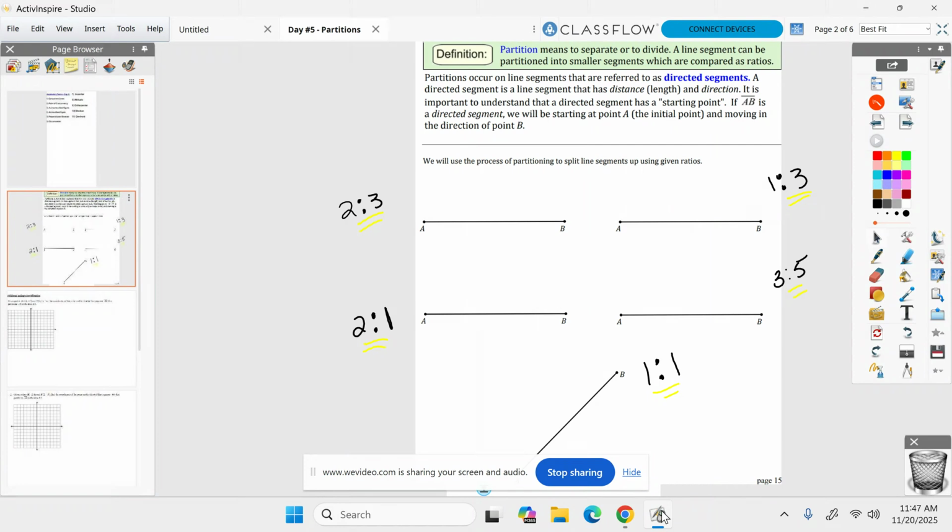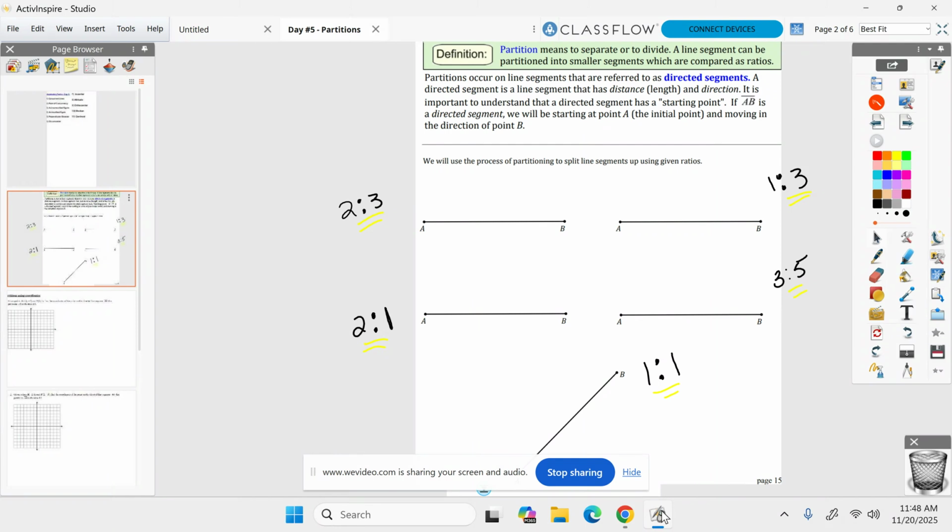Here's what I want to do today. I don't want to talk about a median. I want to talk about just a plain old line segment, and I want to break that up into different ratios other than 2 to 1. Okay, so that's what we're going to do today.